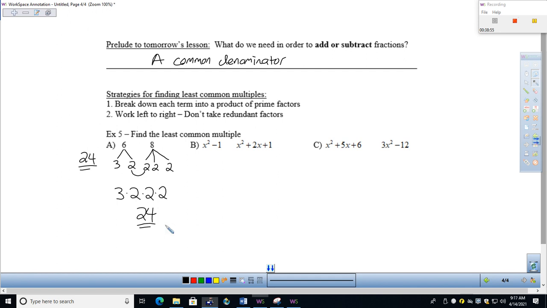Now, if I actually took all of the factors instead of taking just this common one once, so if I had an extra 2 right here, that would make this 48 instead of 24. Now 48 is a multiple of 6 and 8. But is it the least common multiple of 6 and 8? No. Okay, so by looping it together and just taking it once, we get the lowest common multiple.